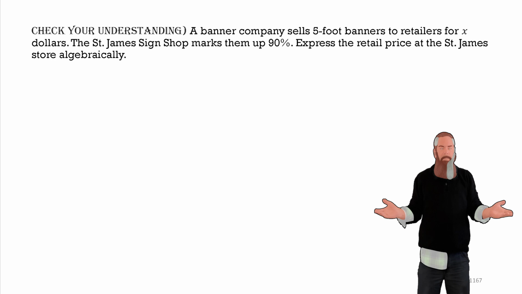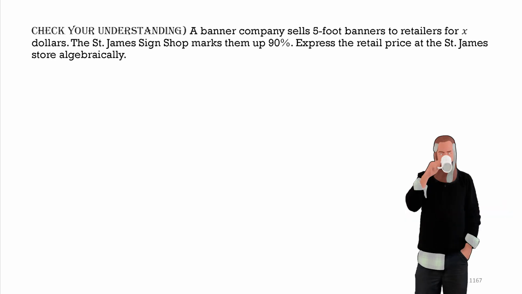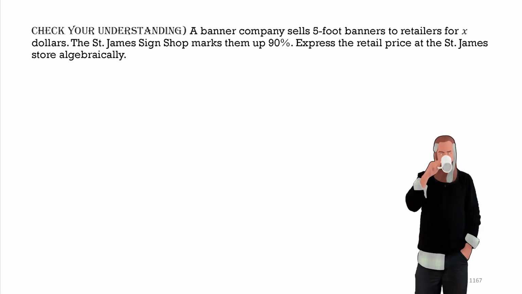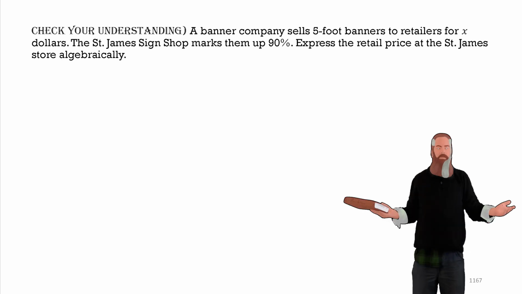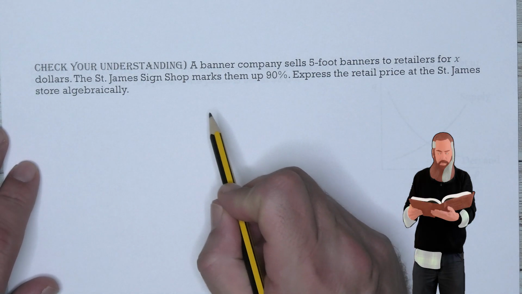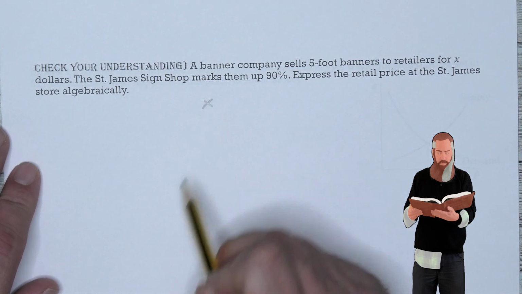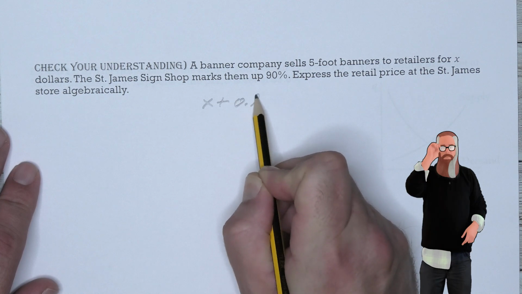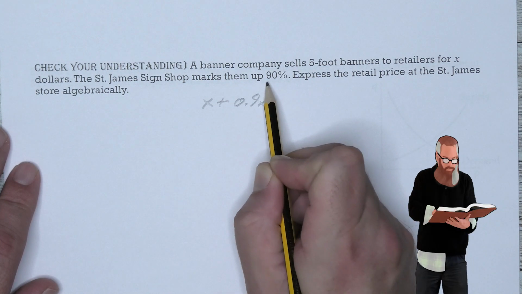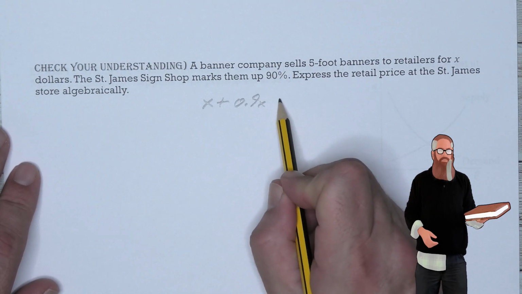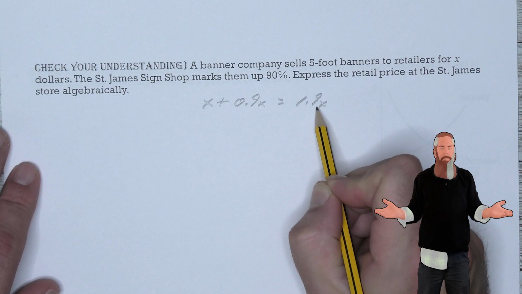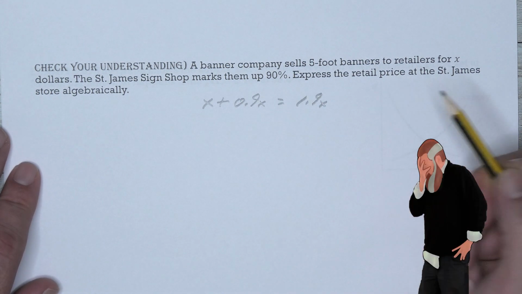Let's check our understanding. A banner company sells 5-foot banners to retailers for X dollars. The St. James sign shop marks them up 90%. Express the retail price at the St. James store algebraically. Well, we know we're going to pay the X dollars that is the item. And we're going to pay 90%, or 0.9 of that, as the markup in order to get its retail price. This means we're going to pay 1.9 times the wholesale price X.